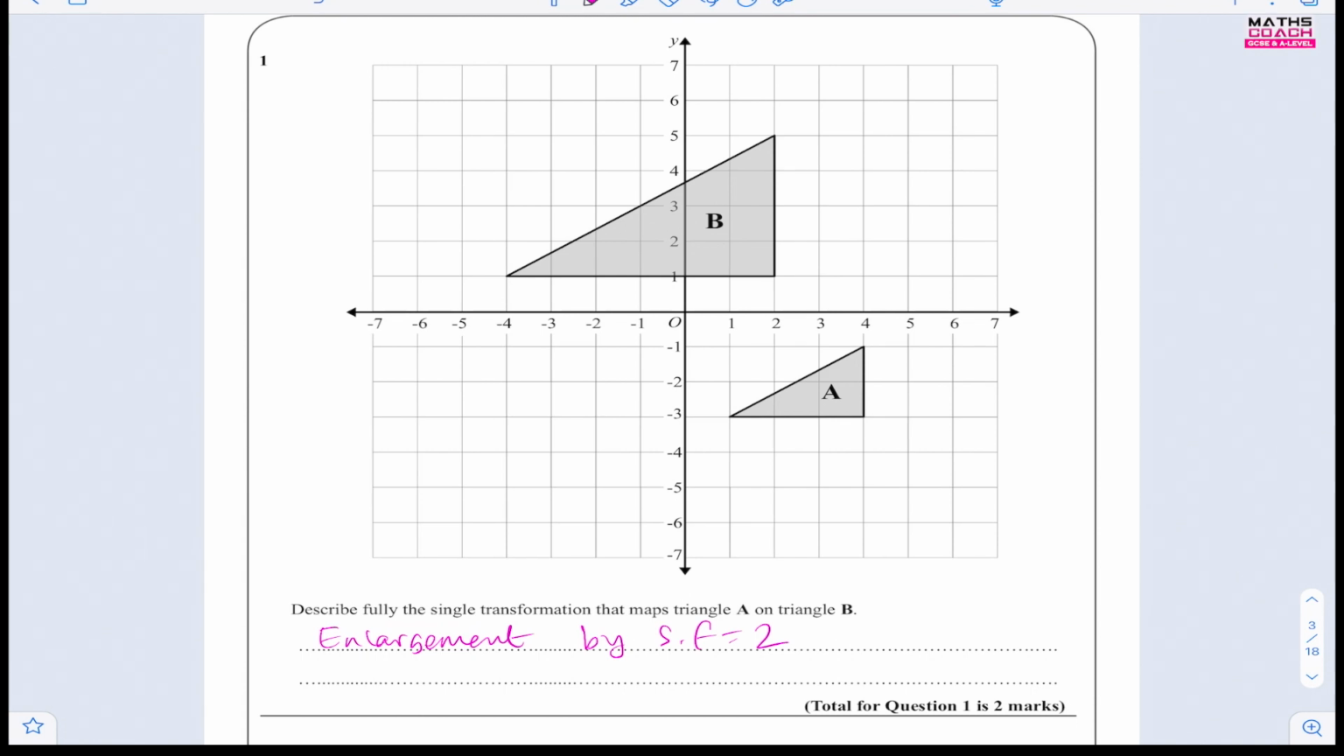Now where has it been enlarged from? In order to do this, you simply draw lines through each corresponding vertex, the corners, and find out where it originates from. So let's start off with this one. So there, there, and there. Now you can clearly see that all of those lines meet at this point, which is 6 and minus 7. So it has been enlarged by a scale factor of 2 from 6, minus 7. And that is your answer.